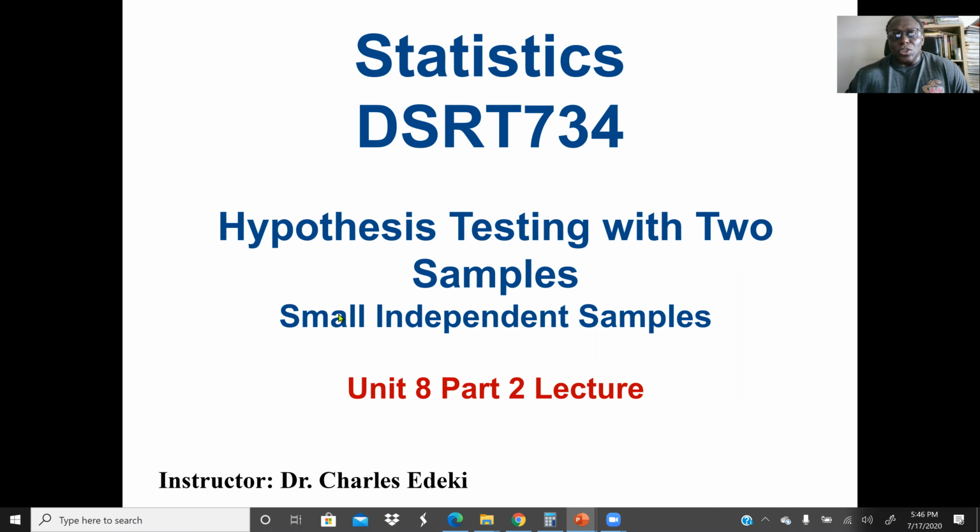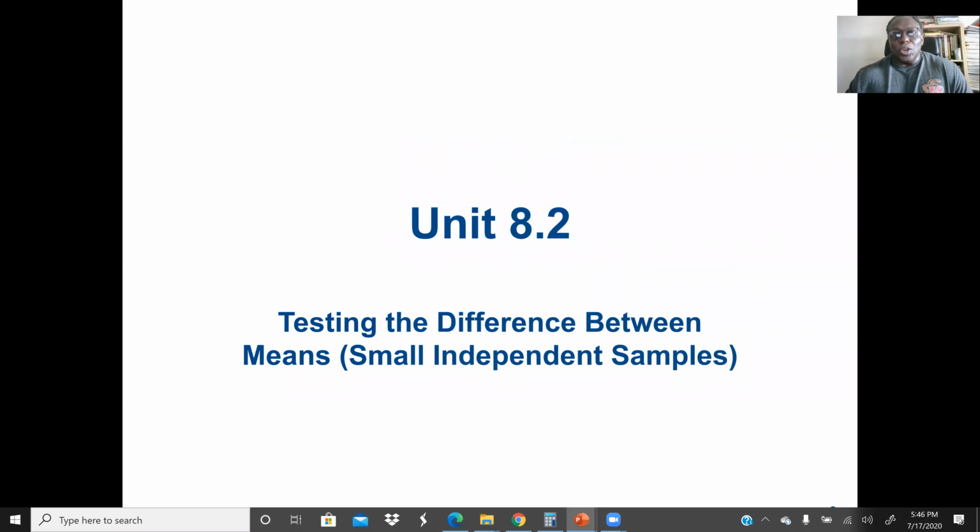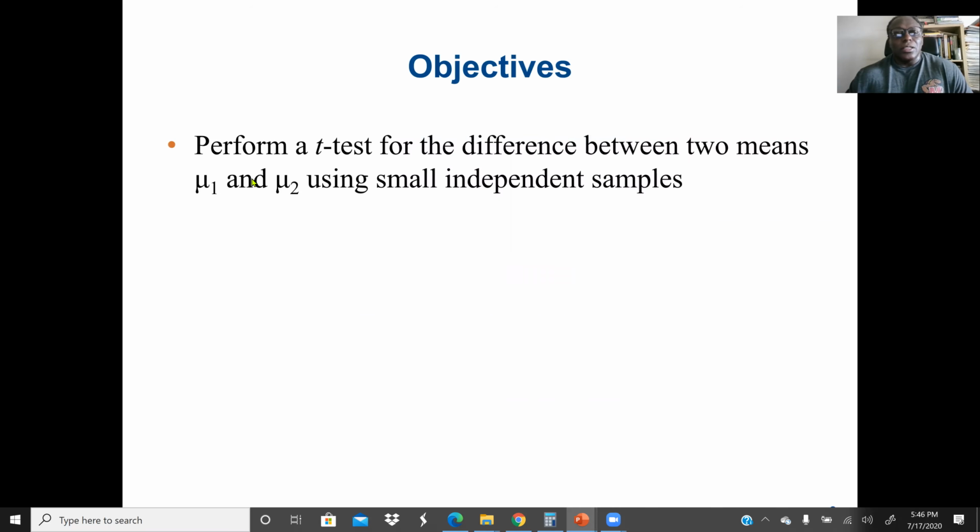In our previous lecture, Unit 8, Part 1, we talked about hypothesis testing with two samples using a large independent sample, which means the sample size has to be at least 30. In that case, we use the z-test score and the standard normal table to find the p-value. Our main objective in this lecture is to learn how to perform the t-test.